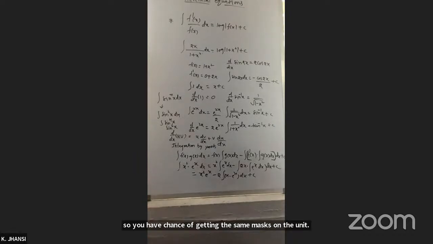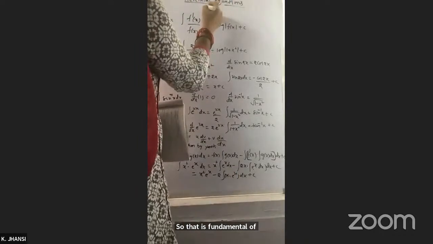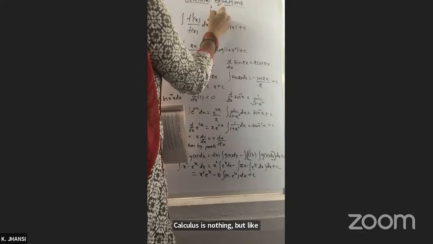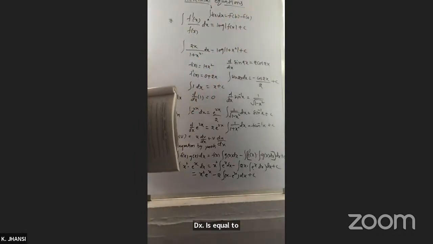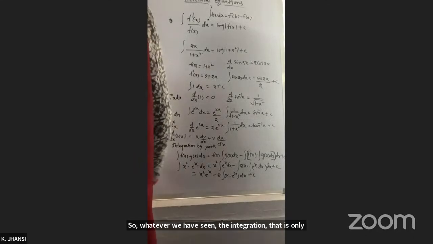The next method of integration is the second one. On page number 45, you have the fundamental theorem of integral calculus. The first unit is about indefinite integration. The second unit is about definite integration. Definite integration is nothing but there are limits, an upper limit and a lower limit. The fundamental theorem of integral calculus is that the integral from a to b of f of x dx equals f of b minus f of a. So whatever we have seen in definite integration is only the formula of the fundamental theorem of integral calculus.